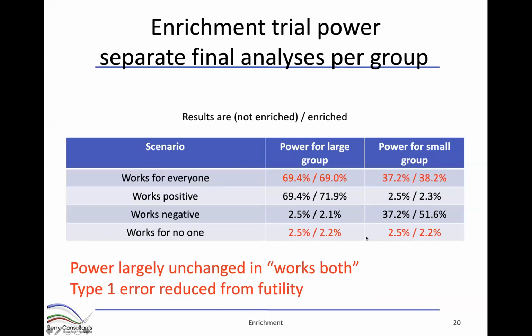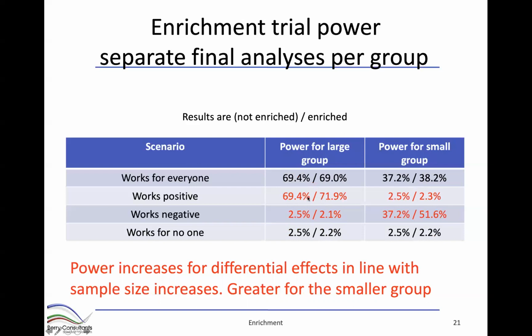The type 1 error actually is reduced a bit, 2.5 down to 2.2 in both groups. And again, that's just from the futility stopping. That's helpful for type 1 error. We get our benefit from differential effects. So remember, the large group wasn't increased by that much. 70 to 76 was the sample size increase, and the power only goes up from 69 to 72.